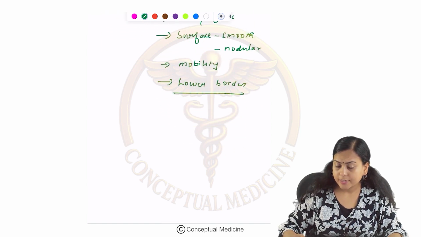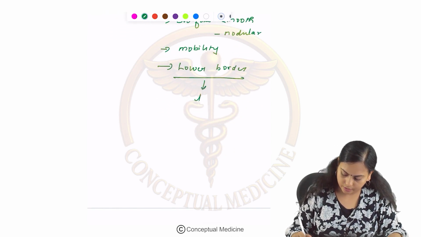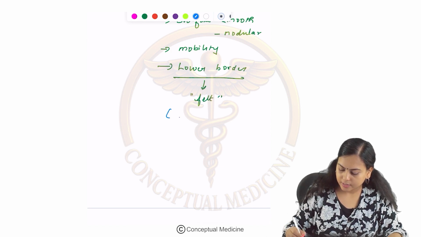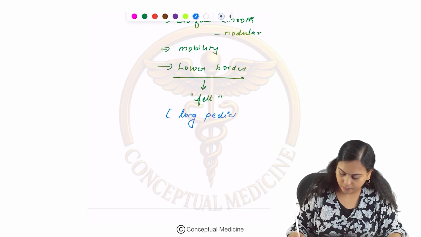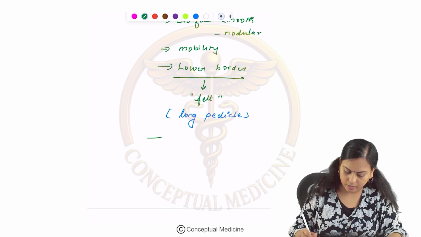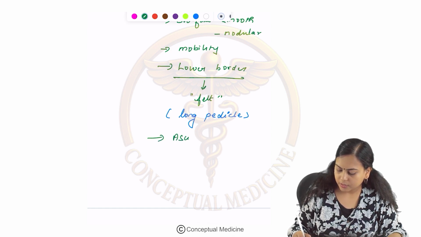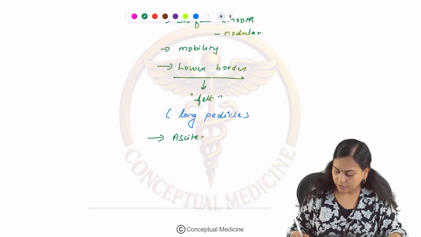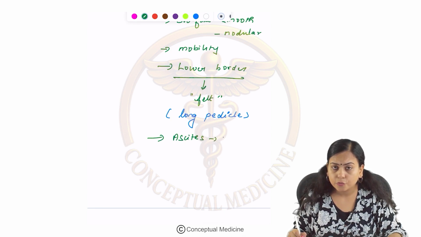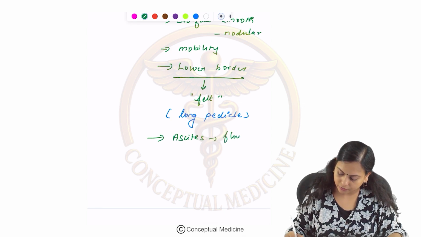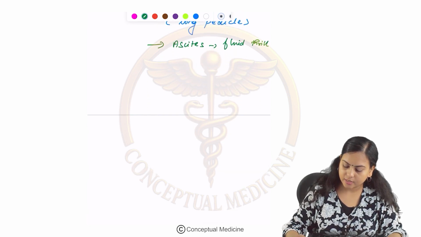In case of ovarian tumor, the lower border will be felt. Okay, so that is very important. And sometimes a long pedicle can also be felt. Okay, and suppose if there is ascites, you will be able to elicit fluid thrill. Yes, very good. You will be able to elicit fluid thrill, right?